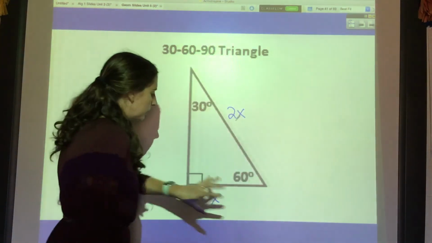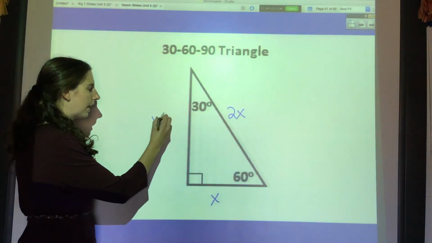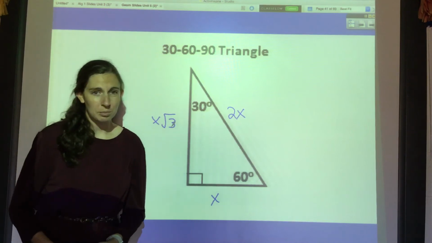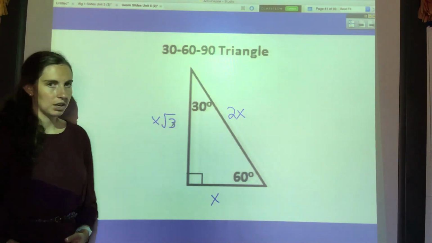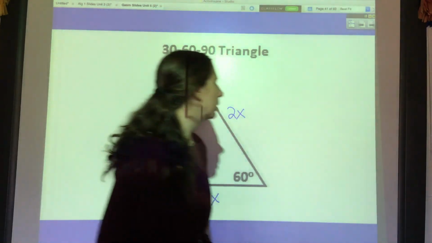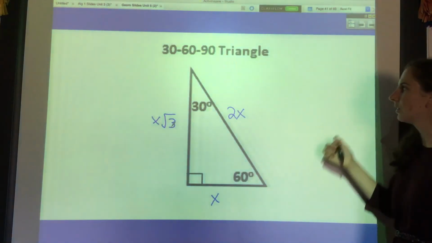If I want to go from the short leg to the long leg, you multiply by the square root of 3. So you're going to need to just memorize those, maybe make some flashcards, Quizlets, something like that. The more you practice, you'll get the hang of it. But these ratios always happen in a 30-60-90 triangle.